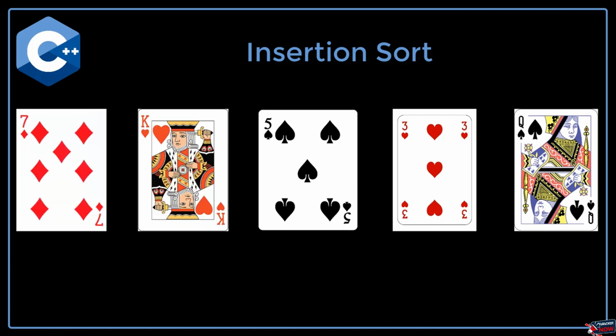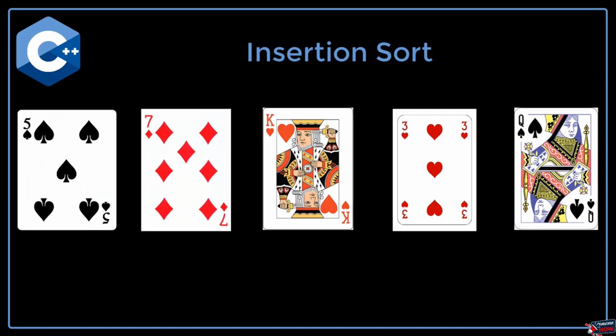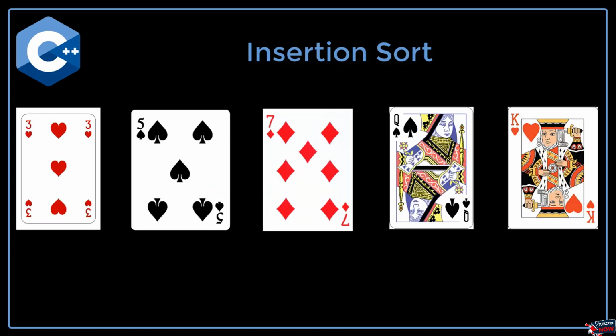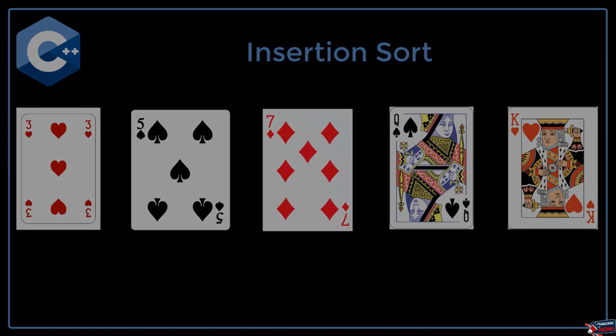Going from left to right, we can move the 7 before the King, since it has a lower value. Then we will move 5 to the beginning, since it is the lowest value we've considered so far. Next, we will move 3 to the beginning of the list. Finally, we move the Queen between the 7 and the King. Now all of the cards are in order, according to their value.